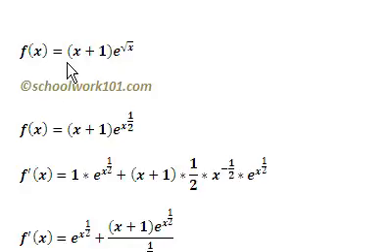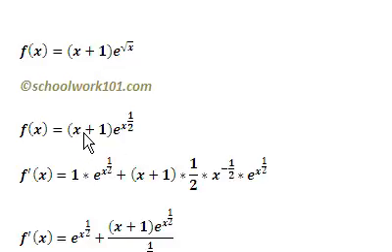Alright, looking at f of x is equal to, in parentheses, x plus 1, e to the square root of x. Anytime we've got square roots involved in our function, we always want to get it out of radical form and into exponential form. Just another way of saying we need to rewrite it. So we're going to be using the product rule here. We've got two separate functions, the x plus 1 and the e raised to the x raised to the half.